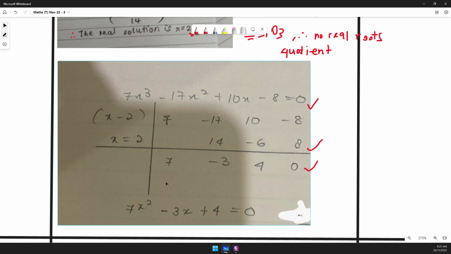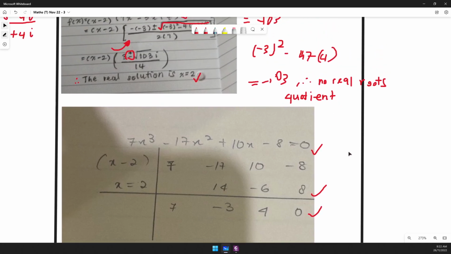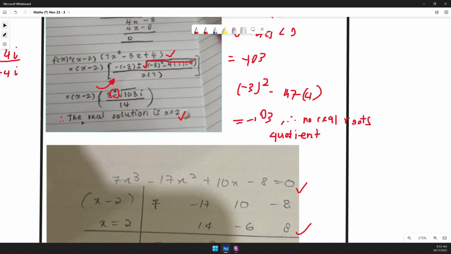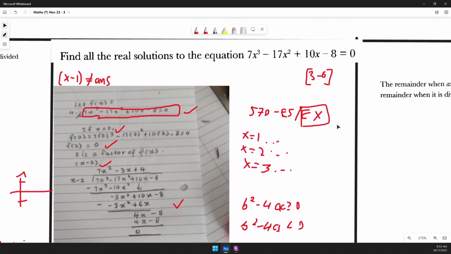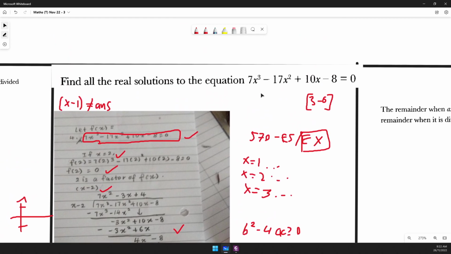Continue, then you get this value, then you say b squared minus 4ac is less than 0. Then you just say no real roots in quotient. Then just state the real root is x equals to 2. That's where you can budget your time.